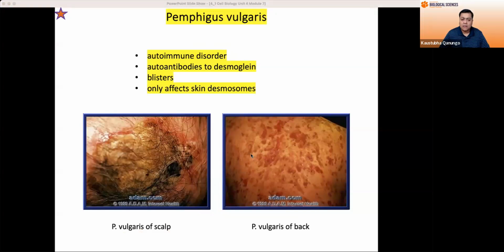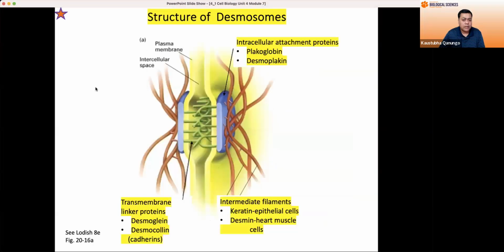So after that, this is just information: remember what is pemphigus vulgaris, an autoimmune disorder with autoantibodies against this desmoglein, which right here you can see that the desmoglein is one of the proteins which is in between the cell, a linker protein, cadherin-like protein.